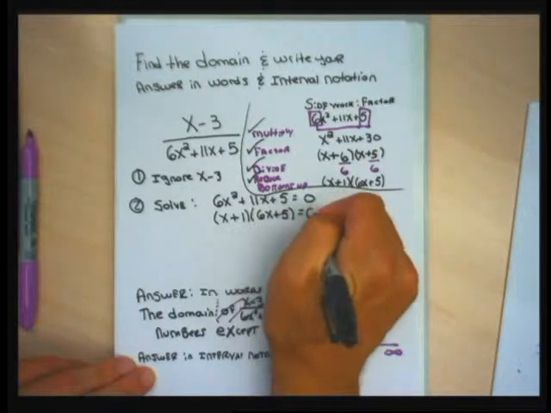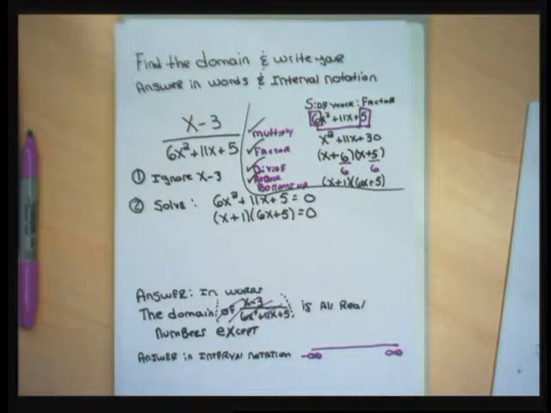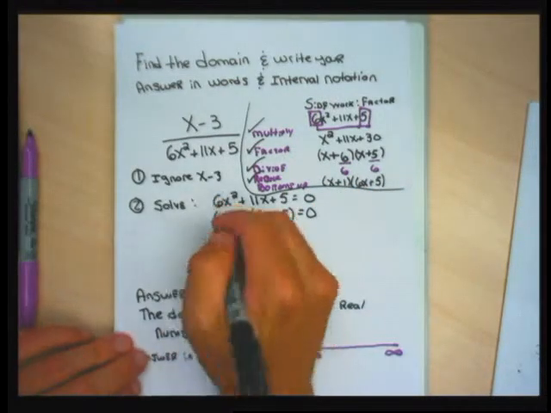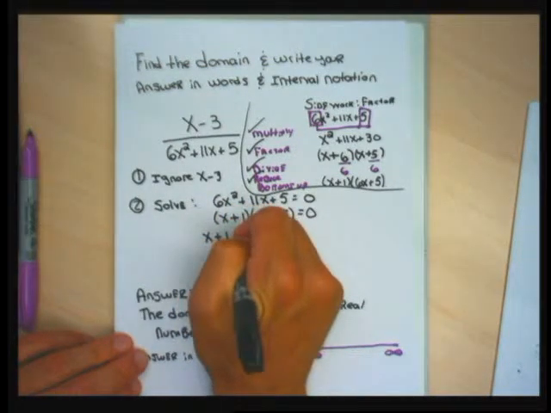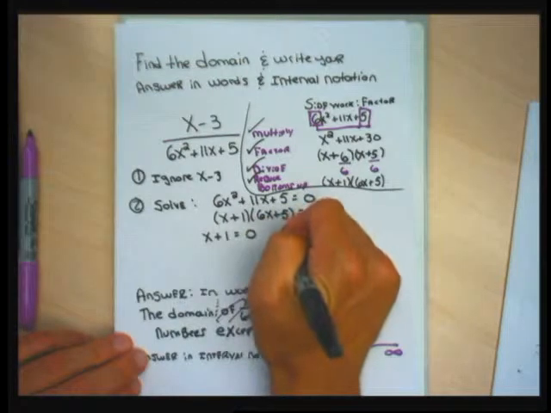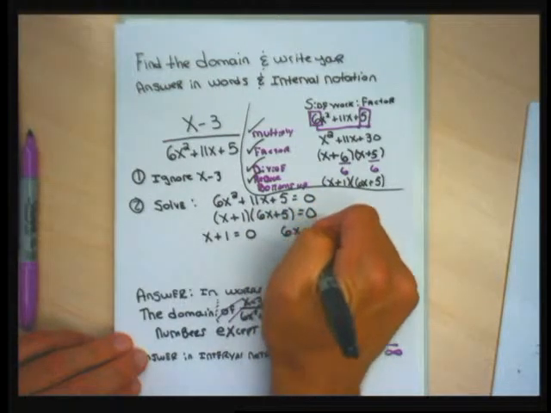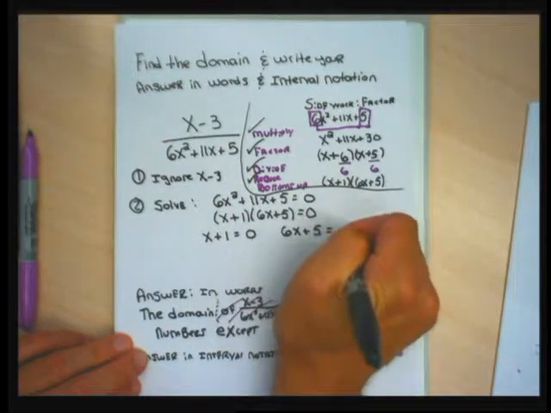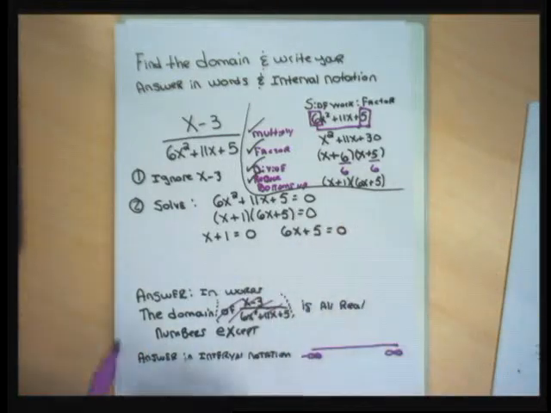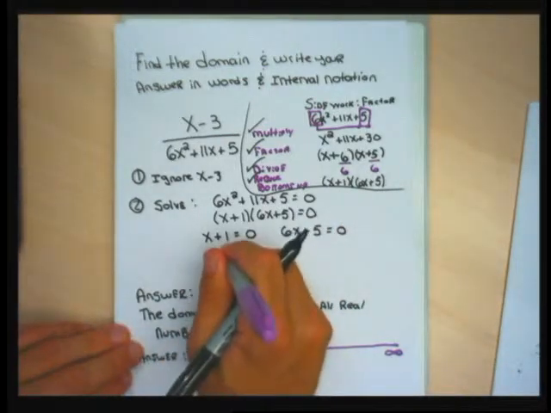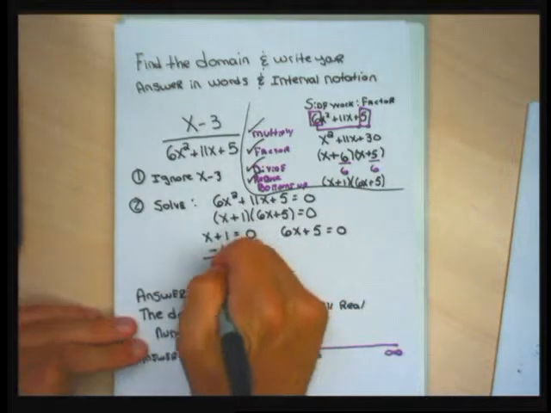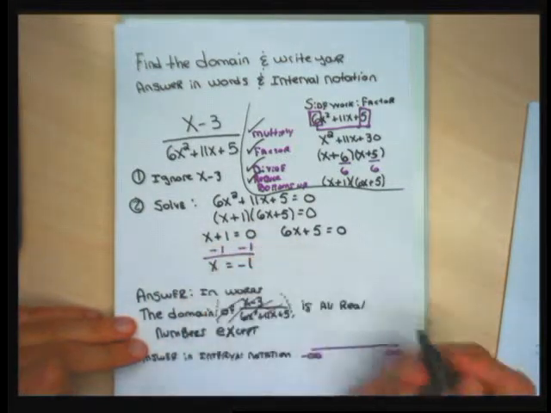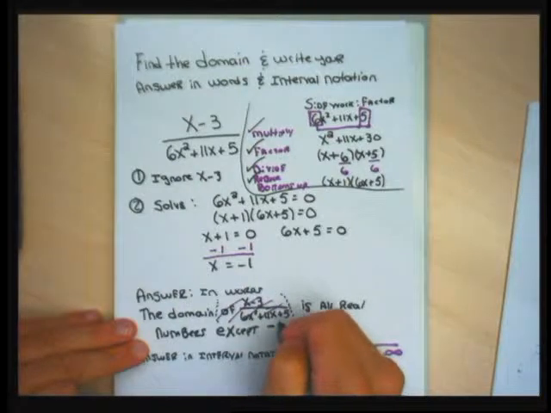So I have the equal to 0. And I'm ready to get the numbers that go in my answer. Now that I have the denominator factored and set equal to 0, I take the insides of the parentheses and set each equal to 0. So I take the x plus 1, set it equal to 0, the 6x plus 5, set it equal to 0. I subtract 1 from both sides for the x plus 1 and get x equal negative 1 as one of the numbers that I need to exclude.